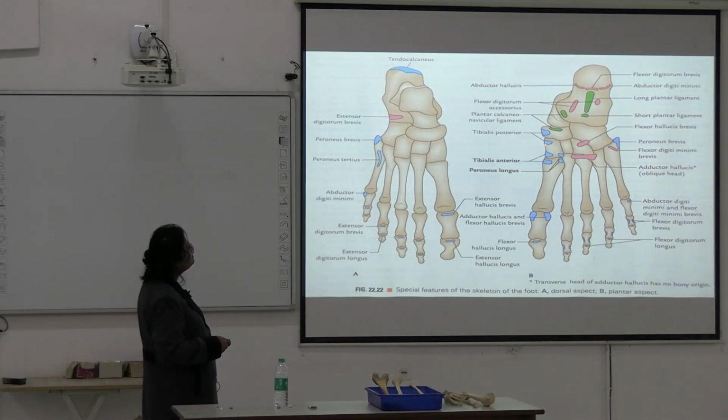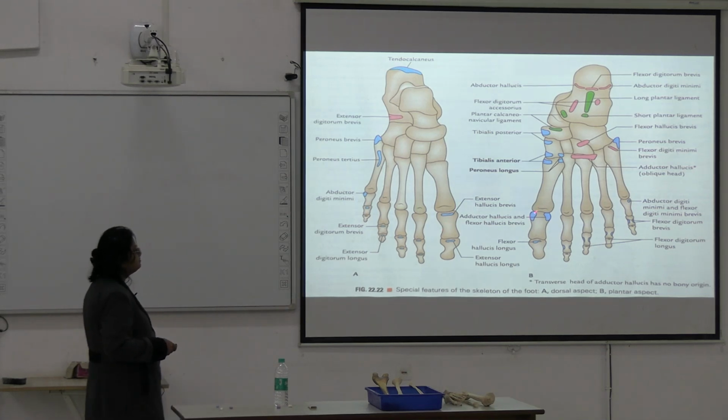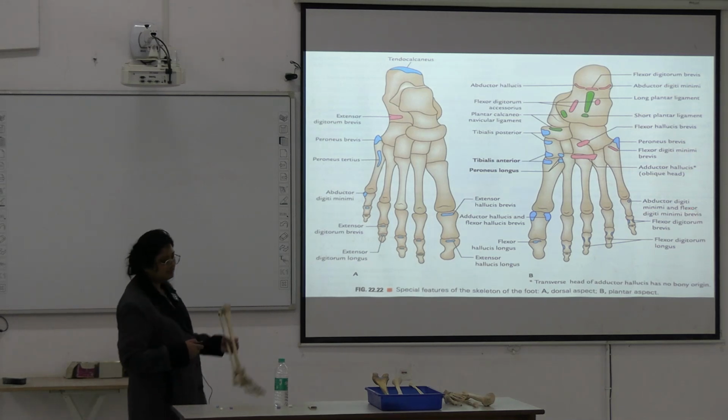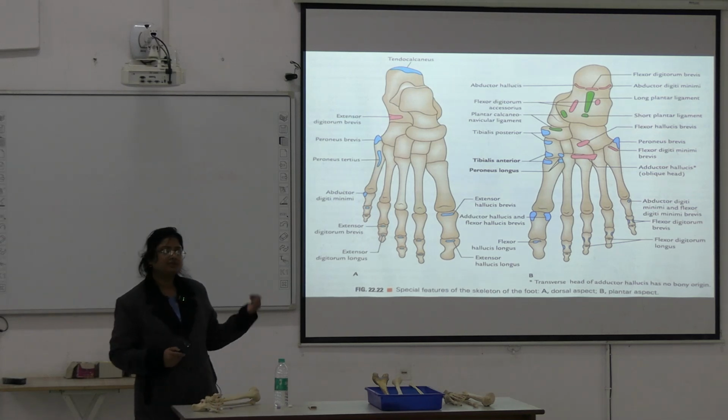Here is the attachment of tibialis anterior, here is peroneus longus, peroneus brevis, and here is tibialis posterior. These you have seen in your anterolateral compartment of leg. And here is adductor hallucis and flexor hallucis brevis. Here is flexor hallucis longus and here is the attachment of 2 slips of flexor digitorum brevis and here is flexor digitorum longus and here is abductor digiti minimi and flexor digiti minimi brevis. So, these are the important muscle attachments over the different bones of the foot.